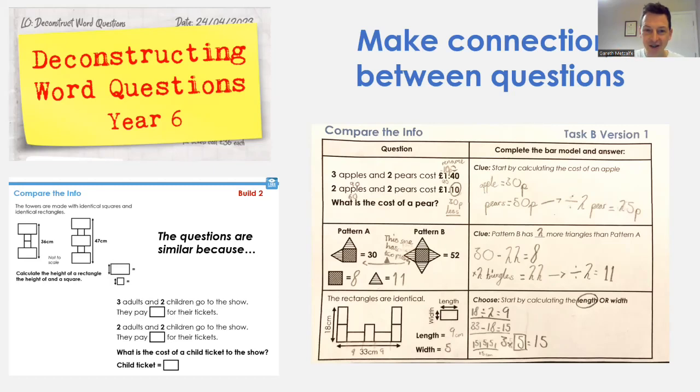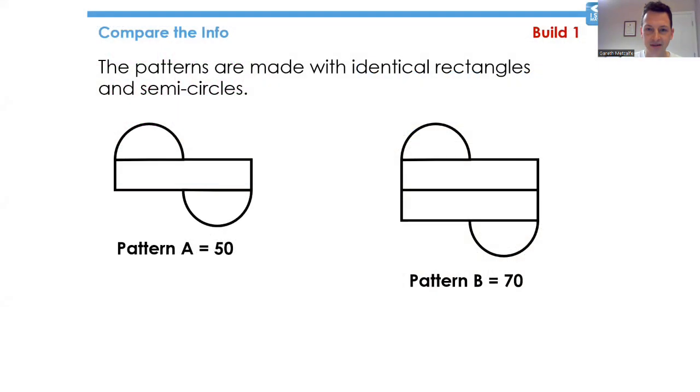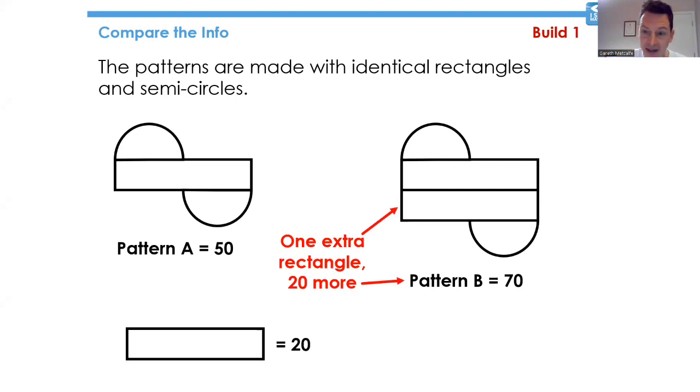The heart of Deconstructing Worded Questions Year 6 is that it'll help children to make connections between questions, connections they might not otherwise have seen. Let's have a look at some of the tasks and how that's done. So in the first question from the Compare the Info task family, children need to compare the images to derive the value of a rectangle and then of a semicircle.